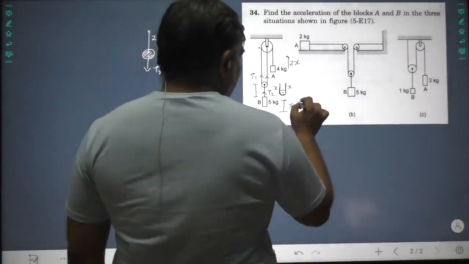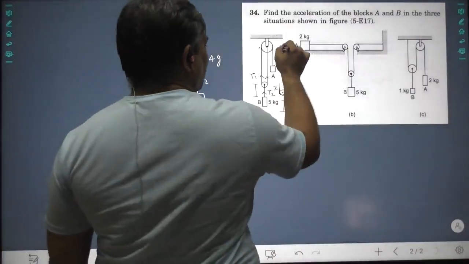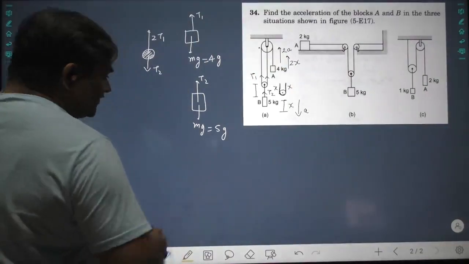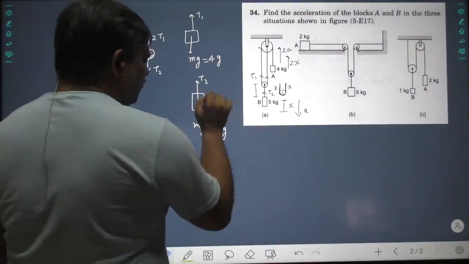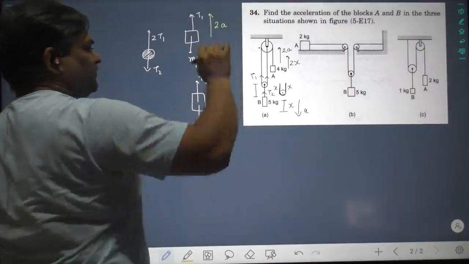What it means is that if this has an acceleration a downward, then this will have an acceleration 2a upward. Now write down the acceleration part. The 5g block has acceleration a downward, then this has acceleration 2a upward.